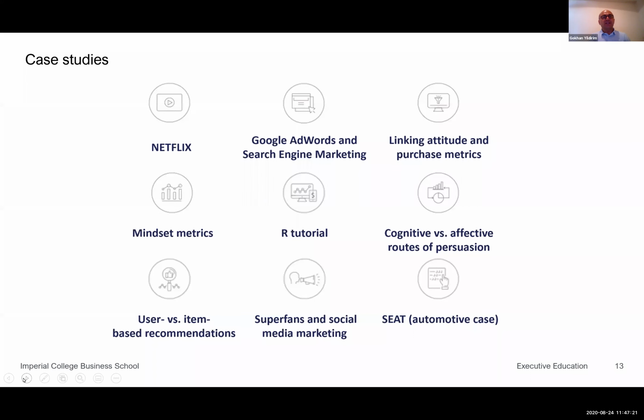Great. As I said before, the program delivers excellent case studies and practical applications that come mainly from our own projects. Examples here include Netflix, Seat, and some FMCG brands. On top of that, our computer-based tutorials will provide you with additional skills on data analysis and machine learning tools. So let's move on, Mary.